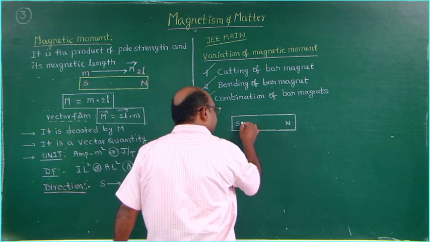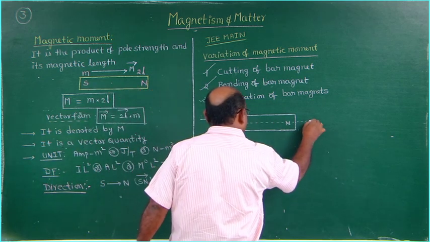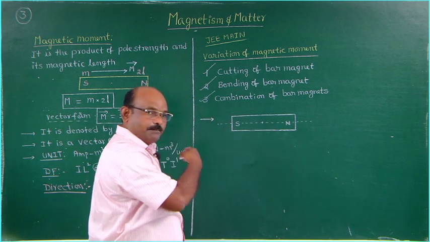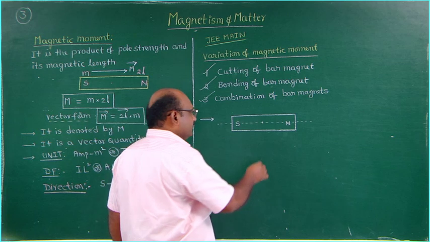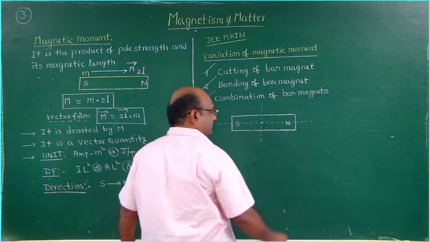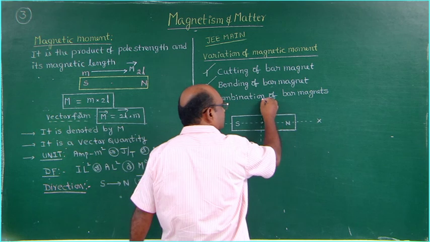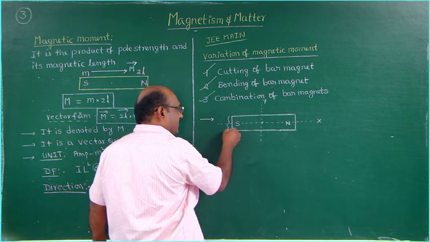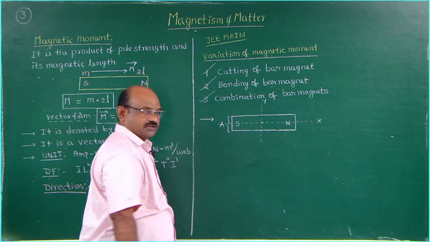Suppose I said it is an axial line, the line which is passing through the center parallel to the length is nothing but the axial line, whereas this is nothing but the equatorial line. This is the x-axis and this is the y-axis. And see, this is the face area of the bar magnet, the area of cross section.